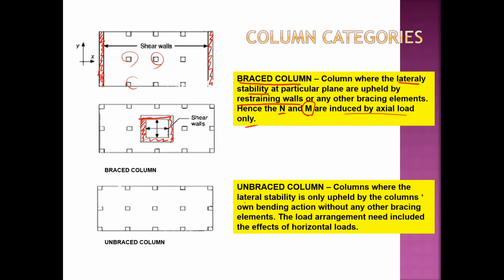For the unbraced column, it is like this one. There is no shear wall, so the lateral stability is only upheld by the columns themselves, without any other bracing elements. The load arrangements need to include the effects of horizontal loads.